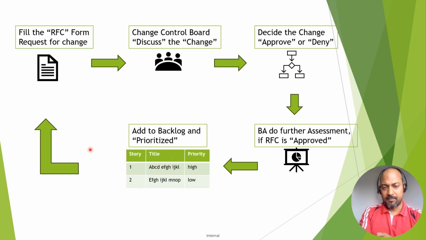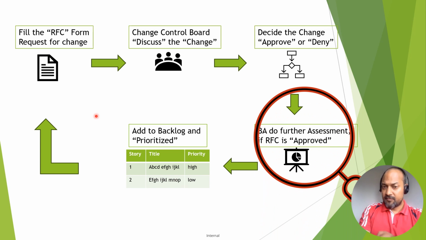The repetition could happen whenever a change is required to the current requirement or not. That is the follow up. The focus area for today is that the BA does the further assessment on the RFC, and after that the business analyst can make a recommendation whether we can go ahead with that requirement or not. That is how we will go further.